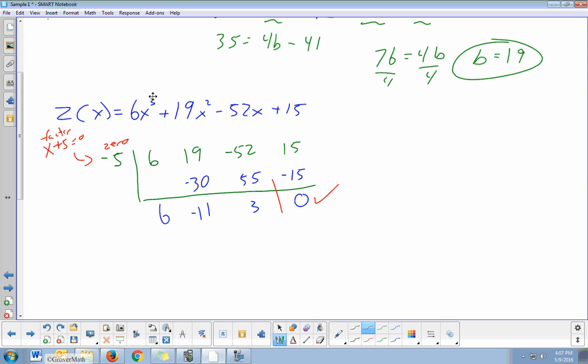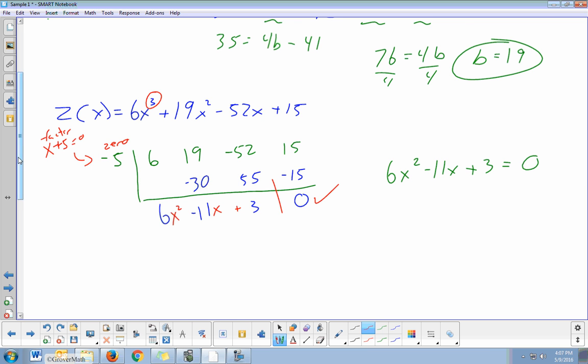Now, because I started with an x cubed as my highest power, by taking out 1 zero, that would make this then an x squared, an x to the first, and then a plus 3 as a constant. So I have a new function, 6x squared minus 11x plus 3. And I'll set this one equal to 0 and see if I can maybe factor this. Again, I can look at the calculator for help, but like I said, that's not going to really give me an acceptable algebraic solution.